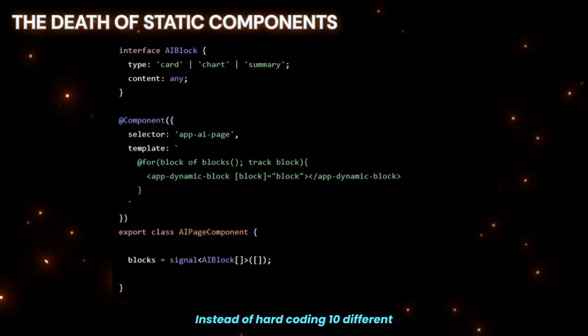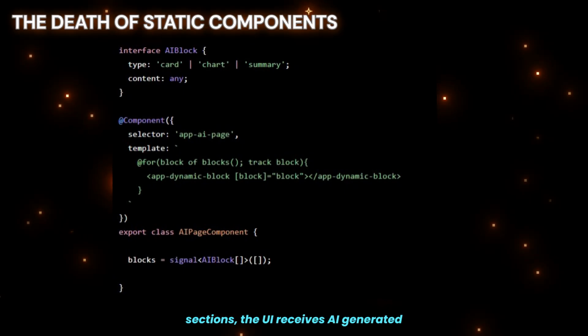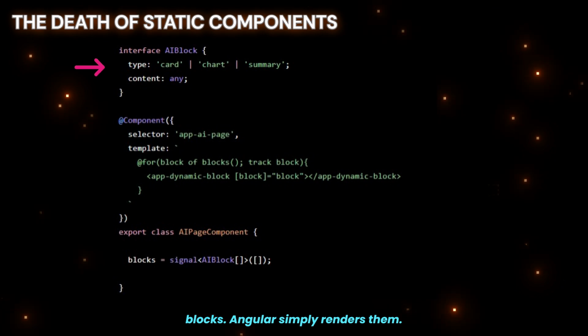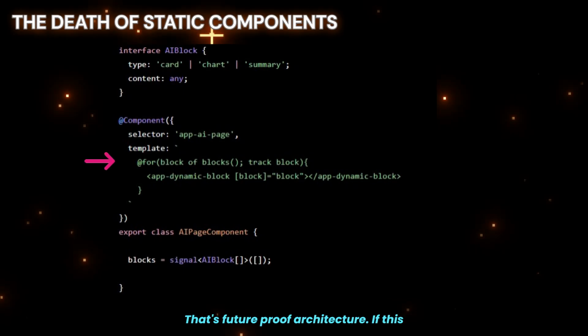Explanation of code. Instead of hard-coding 10 different sections, the UI receives AI-generated blocks. Angular simply renders them. Tomorrow, the AI can decide to generate 20 blocks. No template rewrite required. That's future-proof architecture.